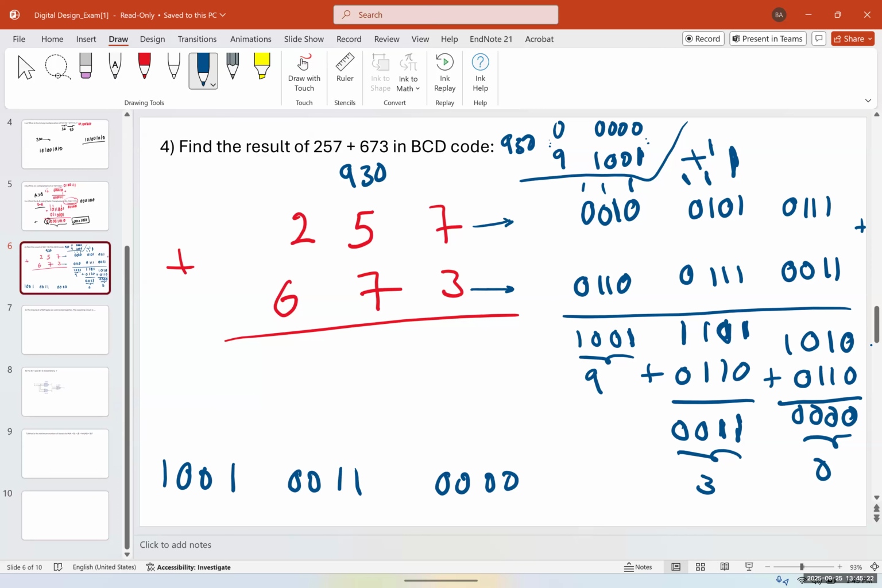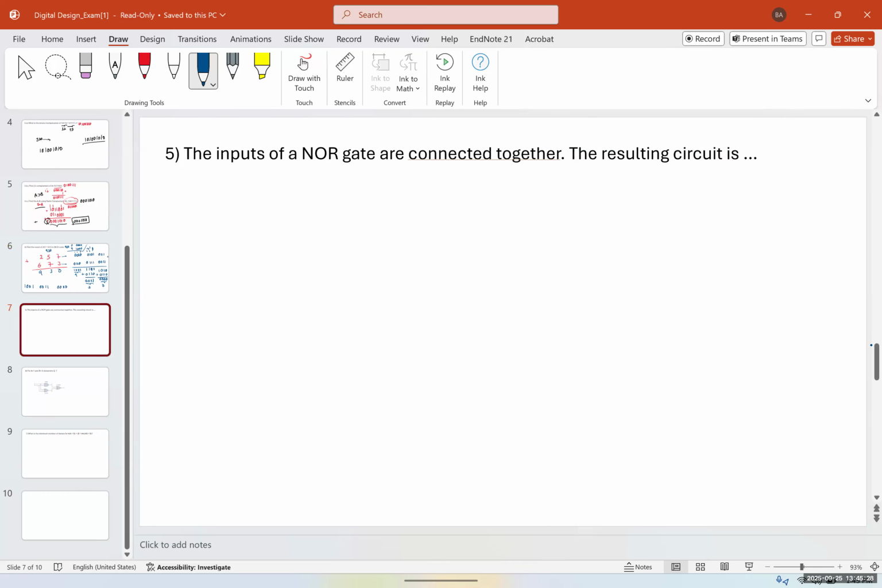Okay. Now, next question. The inputs of a NOR gate are connected together. What is the resulting gate? So we have a NOR gate, the inputs are tied together. What is the resulting gate? Give you a few minutes again to think on this.